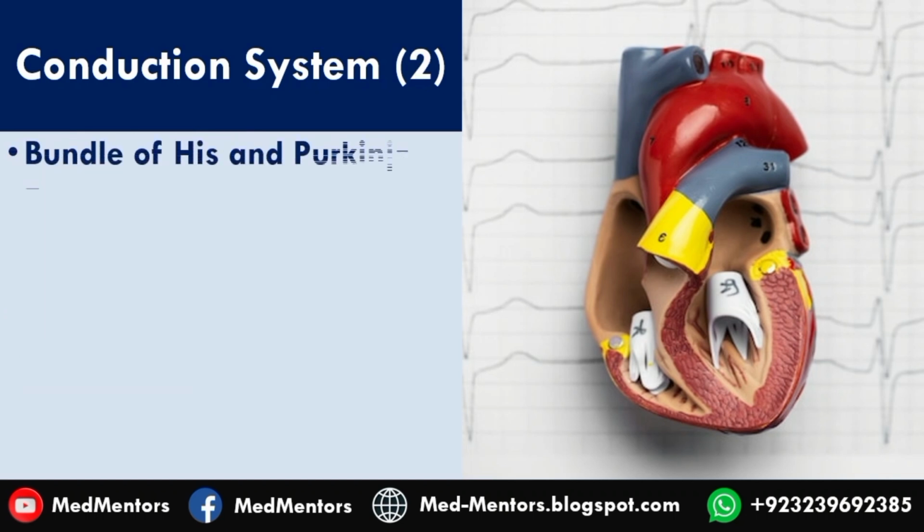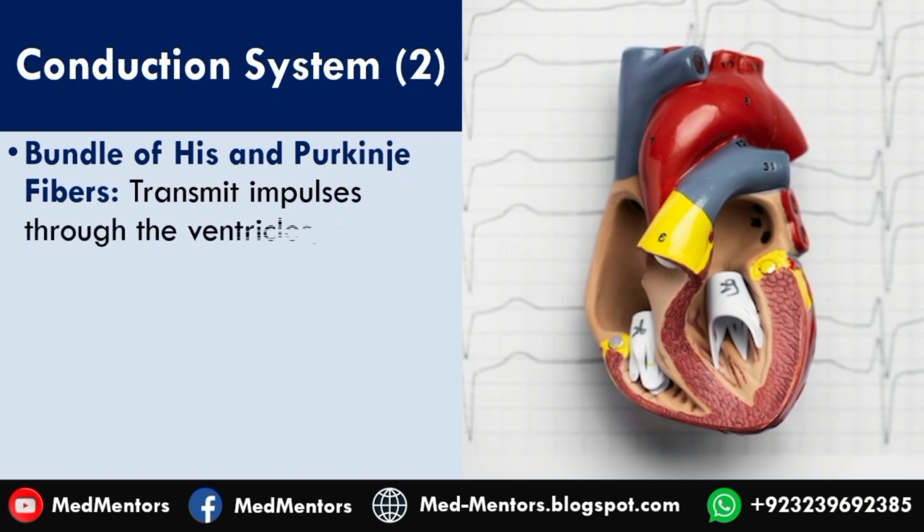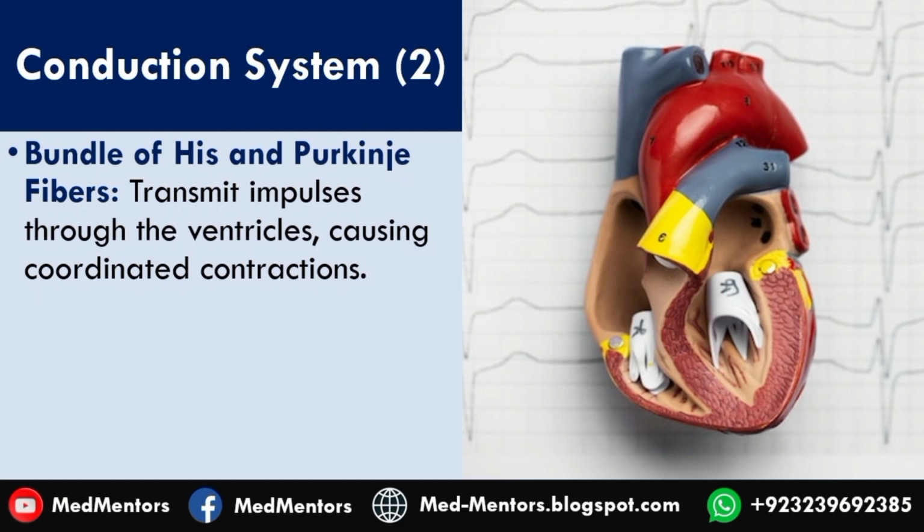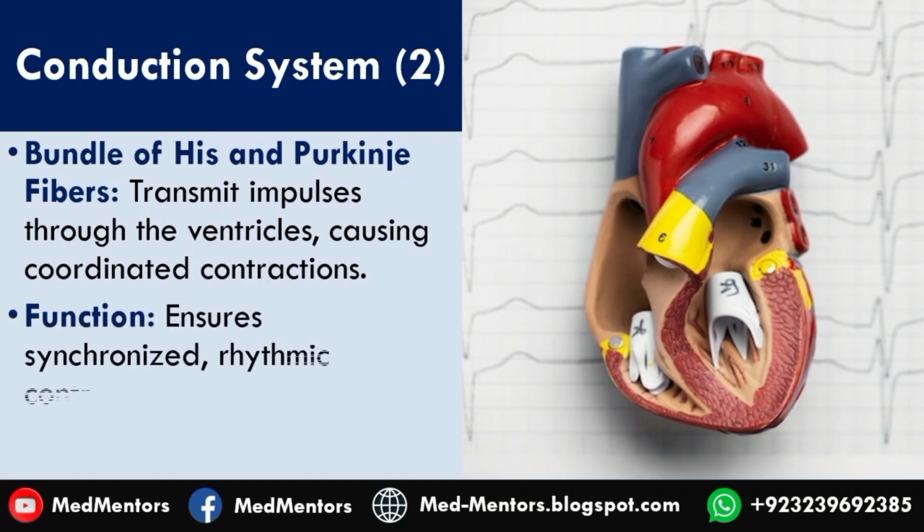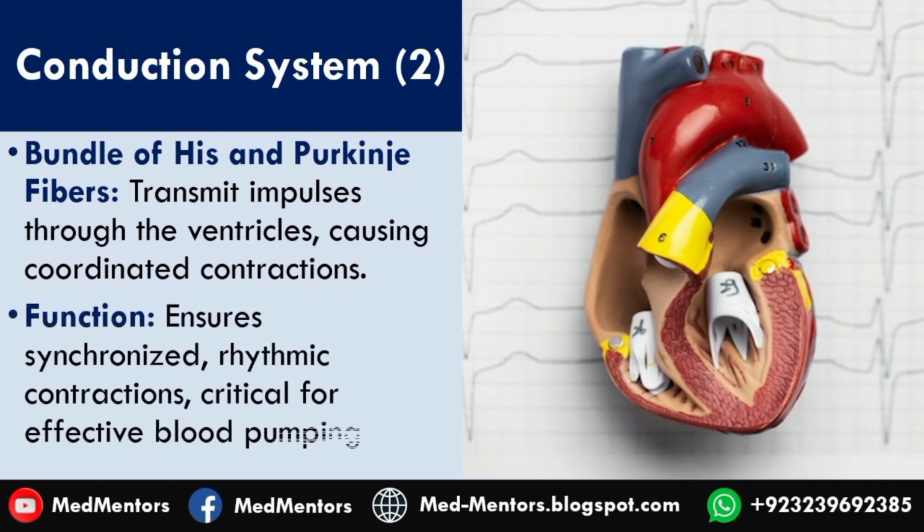Bundle of His and Purkinje fibers. These fibers transmit electrical signals through the ventricles, causing them to contract in unison. This system ensures the synchronized and rhythmic contractions necessary for effective blood circulation.